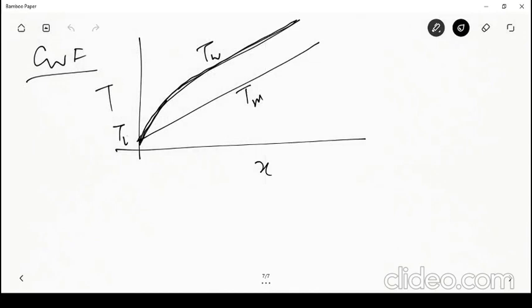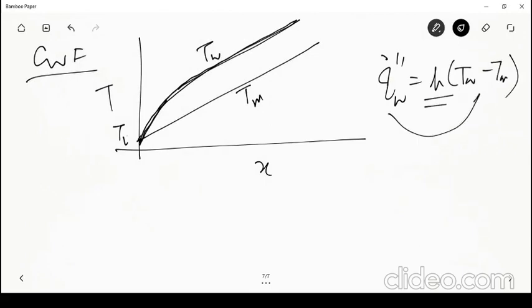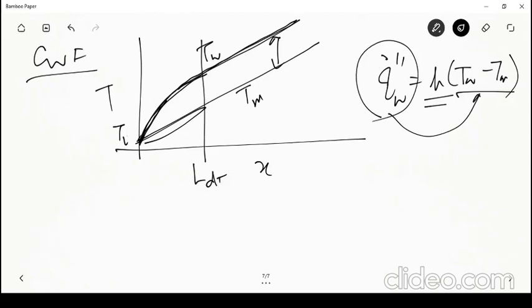Why does it become a constant? So this is T wall and this is T mean. This is in contrast with what you plotted here. Here the T wall was a constant and the T mean is asymptotically approaching it. In the case of constant wall flux, since Q dot double prime wall is H into T wall minus T mean, and in the fully developed region H becomes a constant, and Q wall is already a constant, T wall minus T mean also becomes a constant. So this difference becomes a constant in the fully developed region. So this is somewhere LDT.